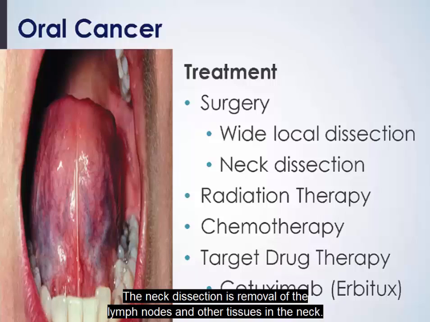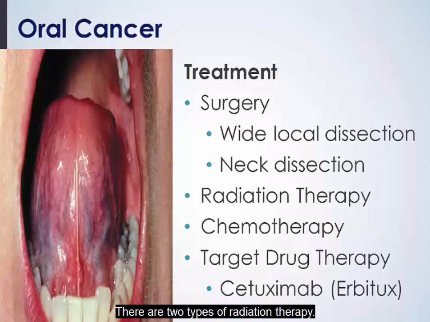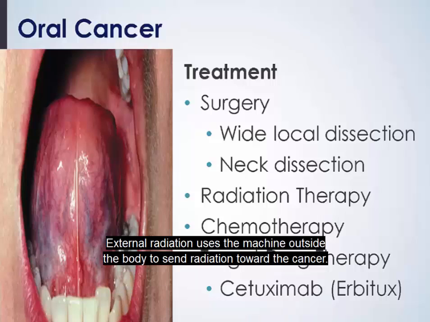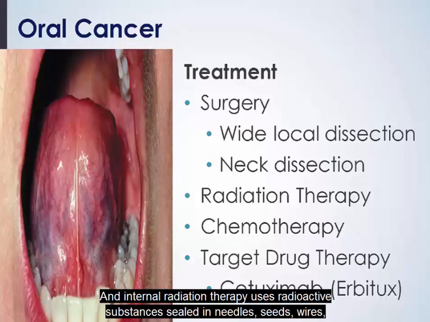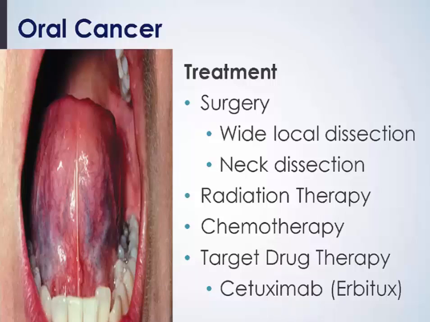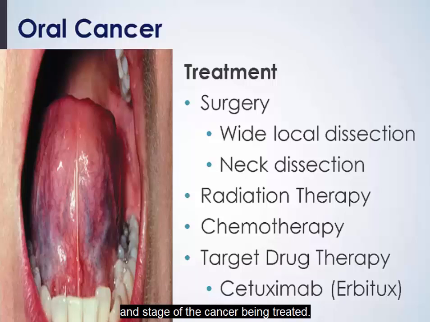The neck dissection is removal of the lymph nodes and other tissues in the neck, and this is done when cancer may have spread from the lip and oral cavity. There are two types of radiation therapy. External radiation uses a machine outside the body to send radiation toward the cancer, and internal radiation therapy uses radioactive substances sealed in needles, seeds, wires, or catheters that are placed directly into or near the cancer. The way the radiation therapy is given depends on the type and stage of the cancer being treated.